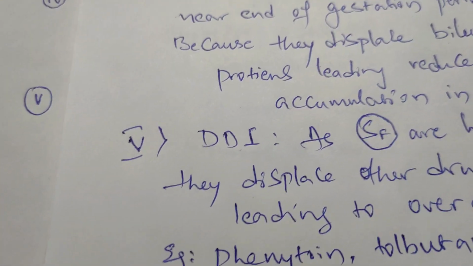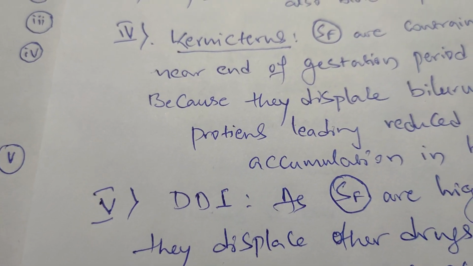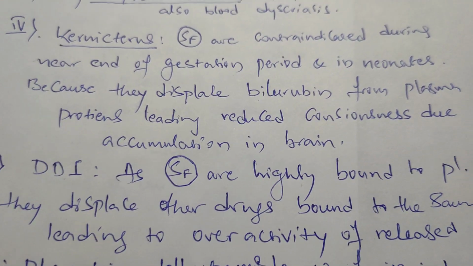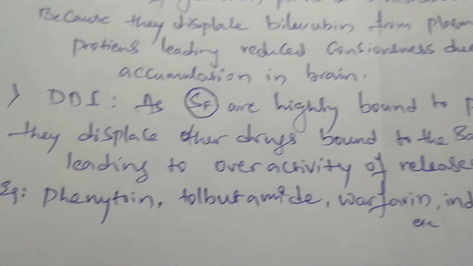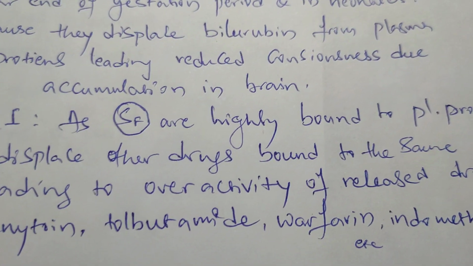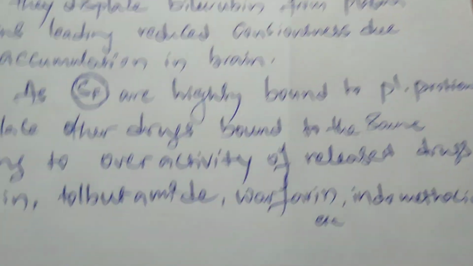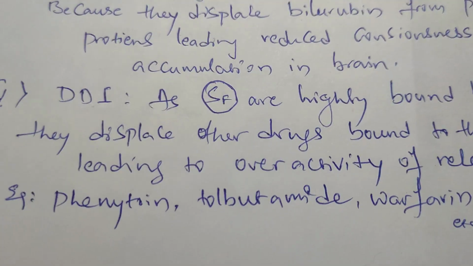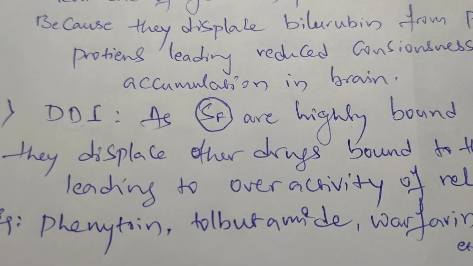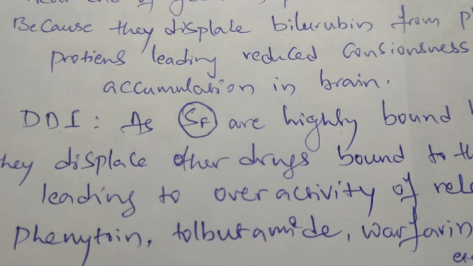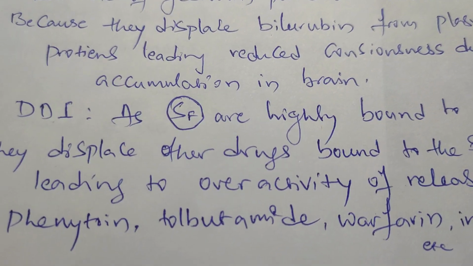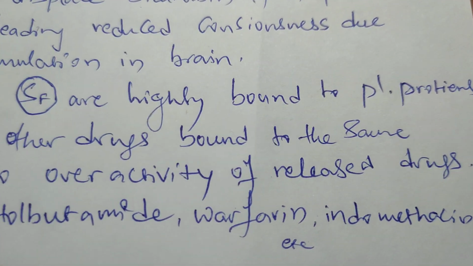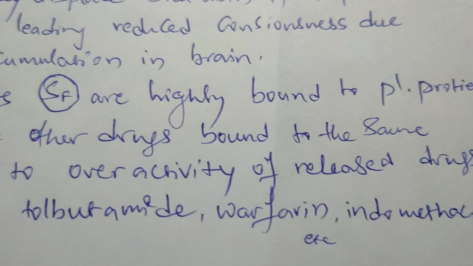Next one is drug-drug interaction. Sulfonamides are highly bound to plasma protein. This character itself is responsible for precipitation of many drug-drug interactions. The other drugs, like phenytoin, tolbutamide, a hypoglycemic agent, warfarin, an anticoagulant, and indomethacin, are bound to plasma protein. When sulfonamides are given concomitantly, they will replace these drugs from plasma proteins. Then the released free form of these drugs will produce overactivity in the body.